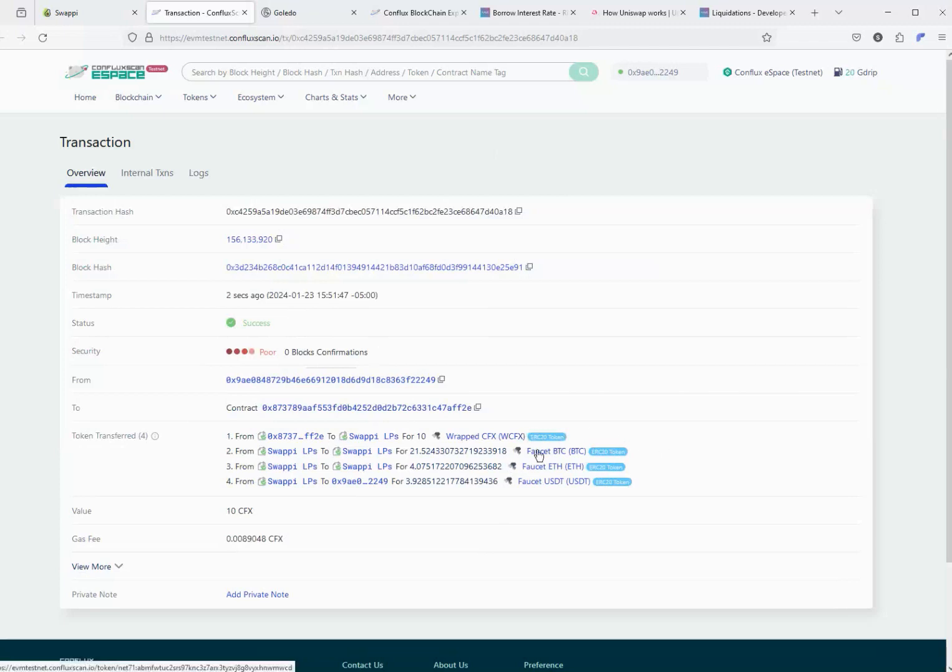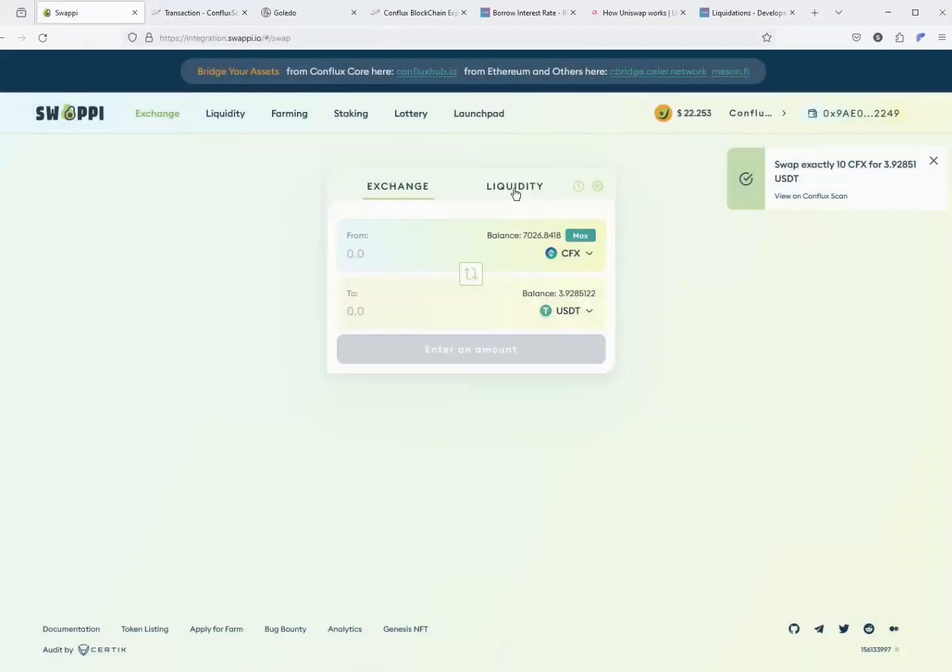There are 1, 2, 3 pairs involved, but actually we just implement one pair, right? We swap from our wallet to pay the CFX, and we will get the USDT for 3.9. So that's the swap.